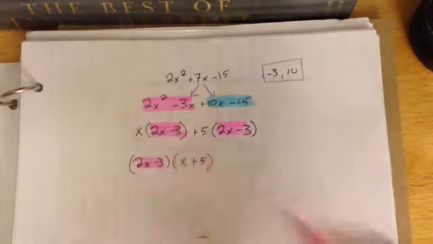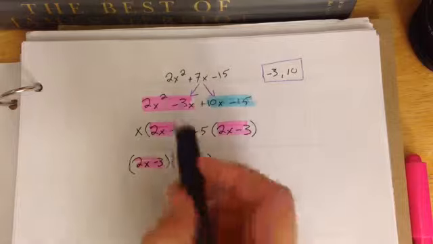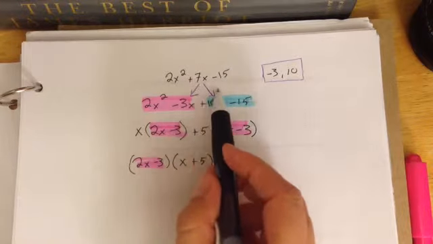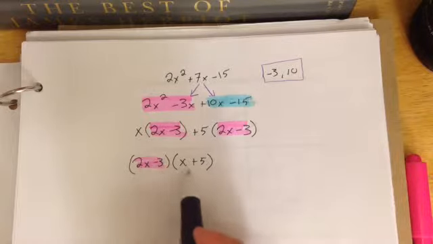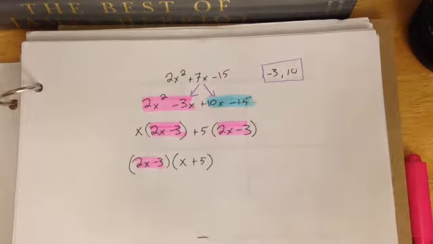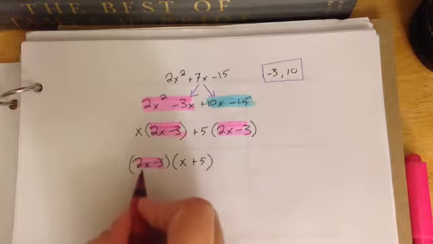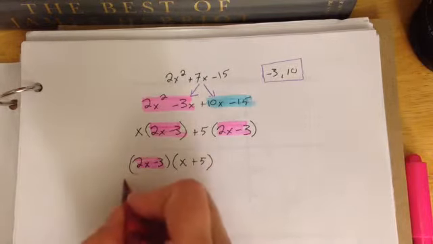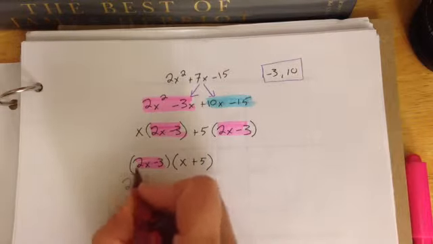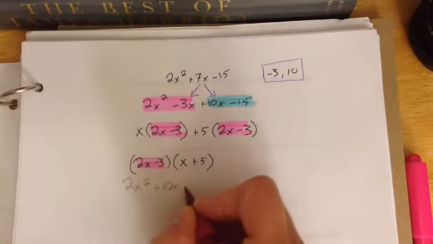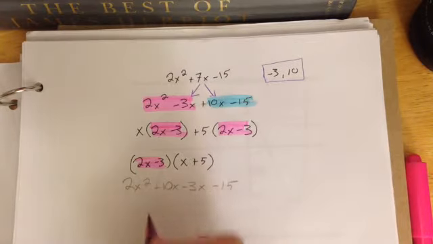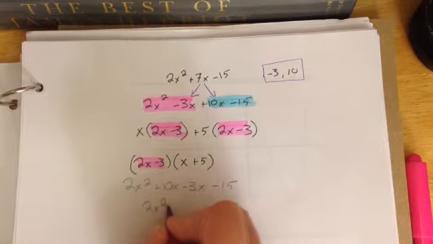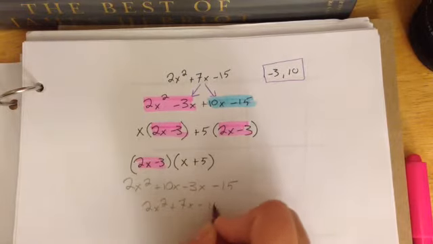And now I have my factorization. 2x squared plus 7x minus 15 should factor as 2x minus 3 times x plus 5. I always recommend checking at the end here just to make sure. So I will FOIL this back out to check, and I get 2x squared plus 10x minus 3x minus 15. And those middle 2 terms will combine to be 7x. So sure enough, it worked.